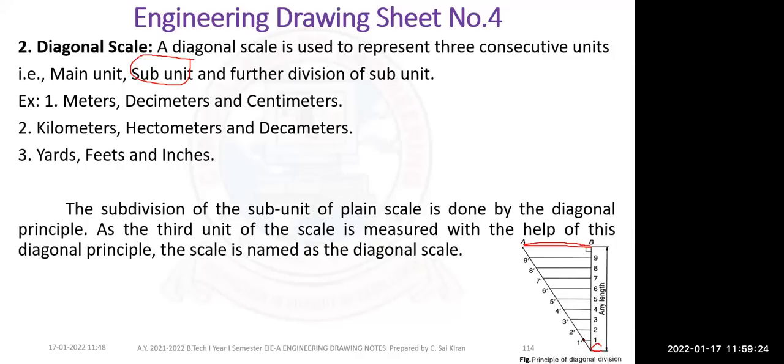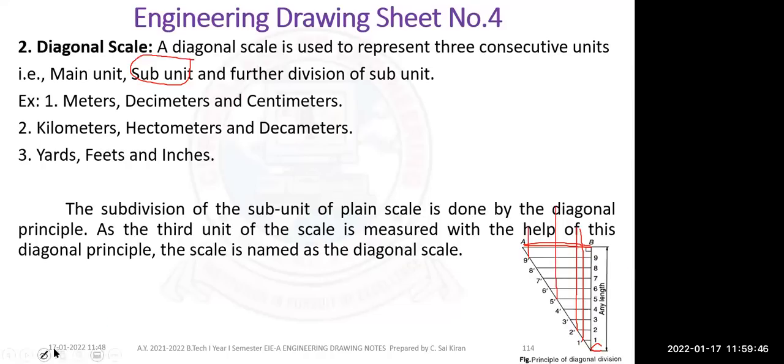Then I have to join this to 1 dash. And if I draw the vertically, this distance is 0.1 AB. If I join this one, this distance is 0.2 of AB. Similarly, this distance is 0.9 of AB. Similarly, this distance is 0.5 of AB. You get exactly half distance.